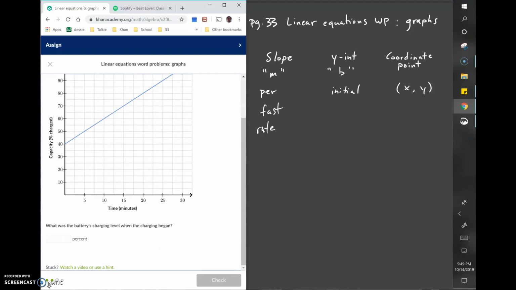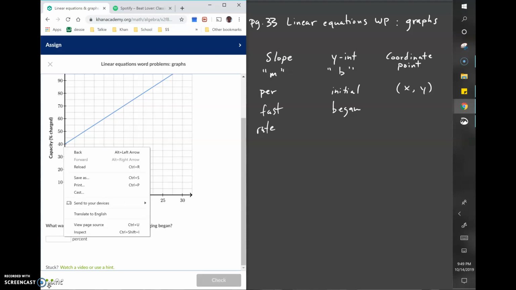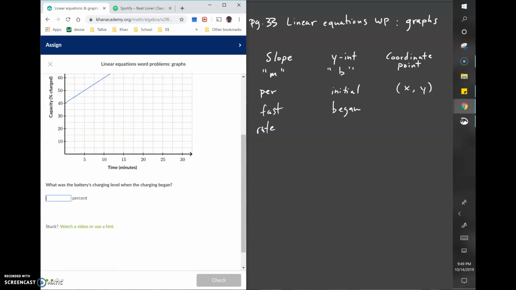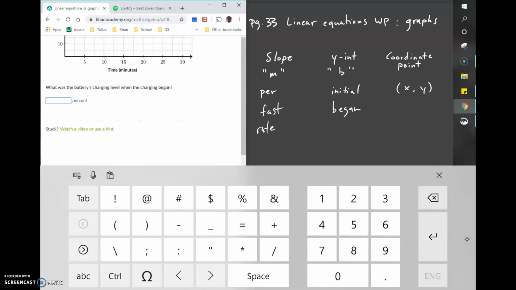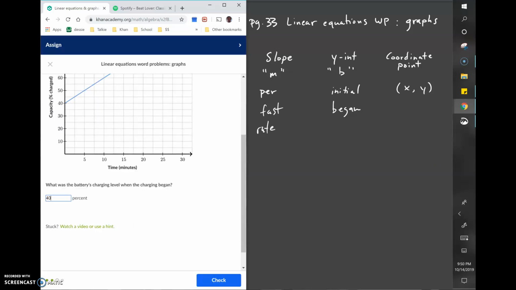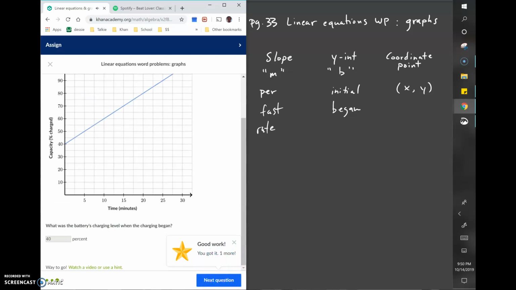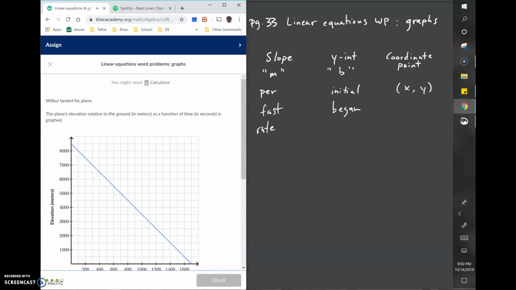Question says, what was the battery's charging level when the charge began? So began is another word for initial, so it's asking us for the y-intercept or the initial value. So when we plugged it in, when the charge began, it would be at 40%. Let me go ahead and get this little keyboard, and 40%. Boom, just like that. Alright, last example. Let's go ahead and rip through it.